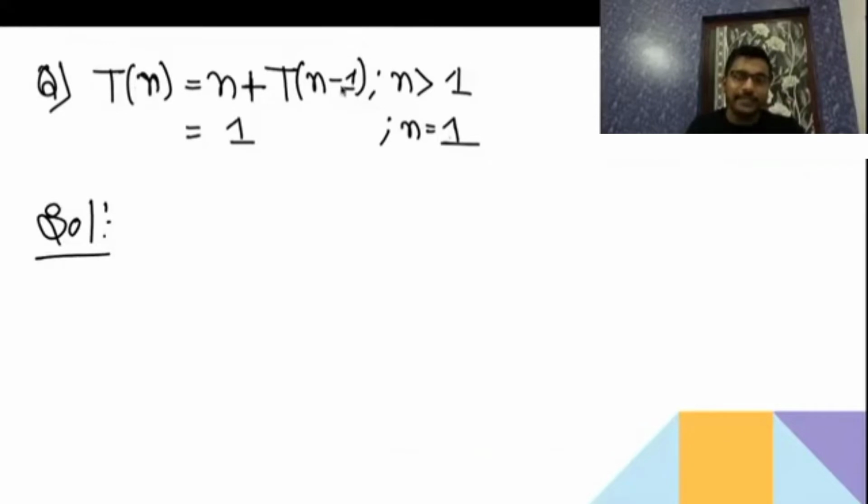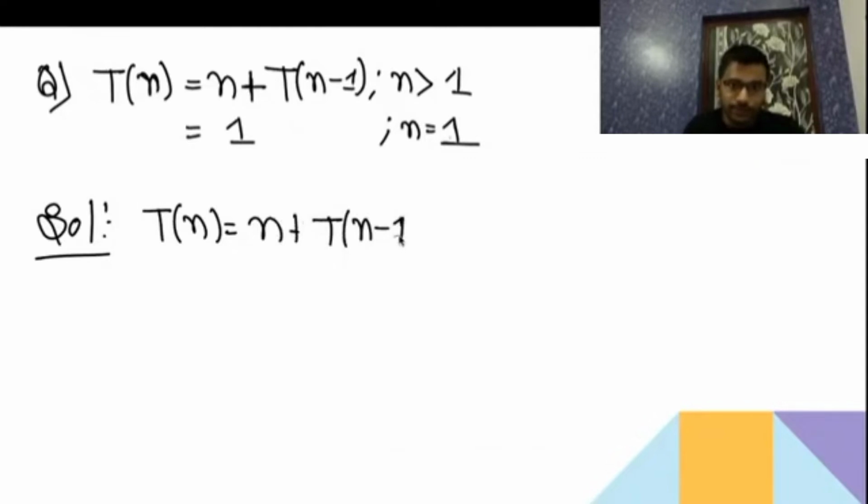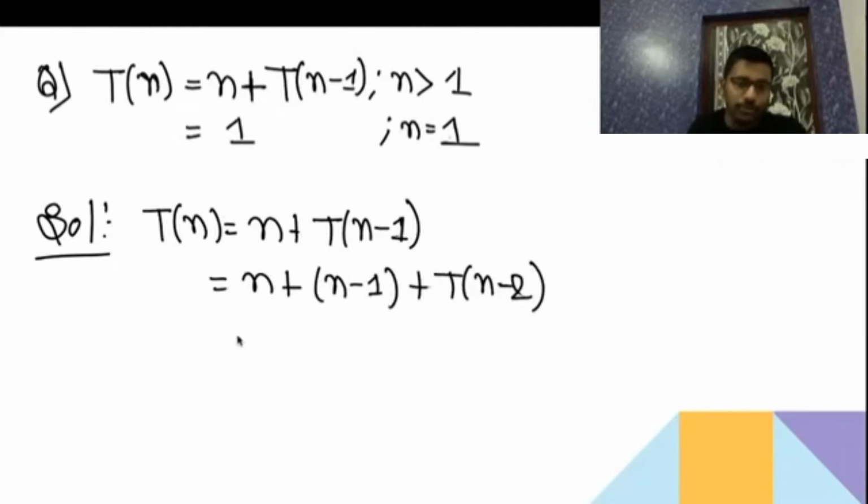Now in place of Tn, here we are having n plus Tn minus 1. So Tn is equal to n plus Tn minus 1. Now please concentrate on this step. In place of Tn minus 1, whatever size you are writing, you reduce it by 1, so it will be Tn minus 2. Then similarly it will be n minus 1, then in place of Tn minus 2 you will write the same: first Tn is substituted with whatever size it has, and it is reduced by 1.